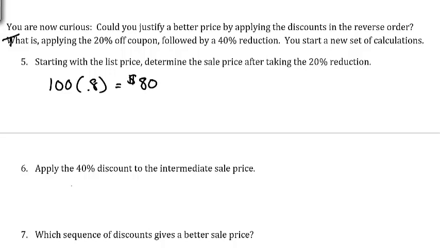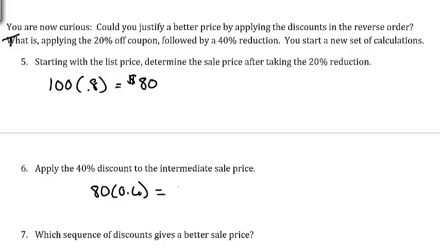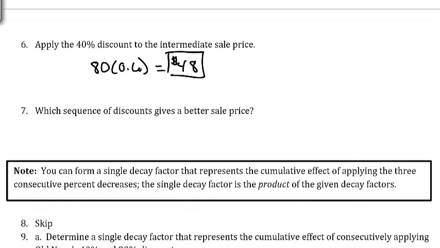And then in problem 6, you want to apply the 40% off, so that would be the decay factor of 0.6. So multiply 0.6 to the 80, and that gives us $48, just like before. So it doesn't even matter what order you apply the discounts in, you still are going to end up with the same amount.